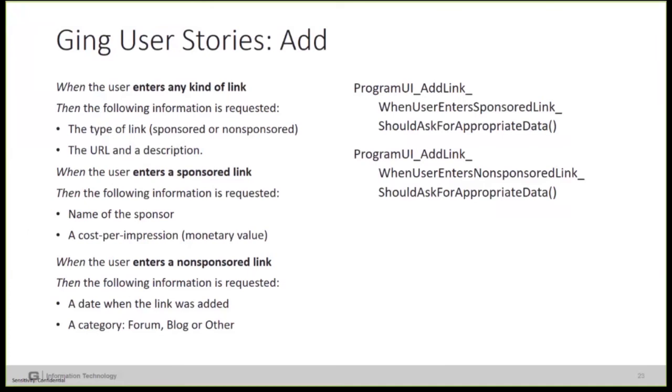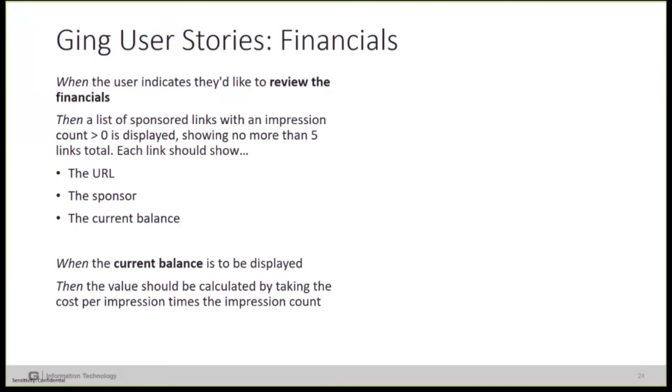Search engine. Now, business test, search engine add link. When a link is passed, it should add the link to the list. Now, let's look at the financials. When the user indicates they'd like to review the financials, a list of sponsored links with an impression count greater than 0 is displayed, showing no more than 5 links total. Each should show URL, sponsor, current balance. When the current balance is to be displayed, the value should be calculated by taking the cost per impression times the impression count.